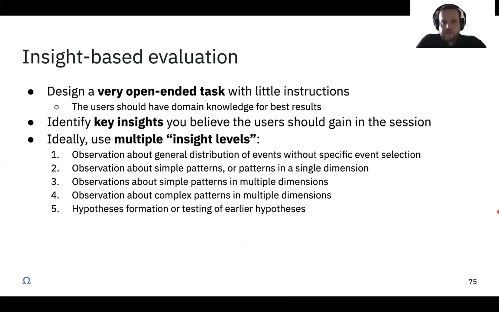Before the session, we identify key insights that we believe the users should gain in the session. But of course, we keep them secret. We keep them for ourselves, and we can use multiple insight levels. I mean, we don't really have to go over all of these in detail, but going basically from general observations to really crisp hypotheses, really mastery of the data. So obviously insight can be shallow, or it can be deep. So that's what these five stages are about.